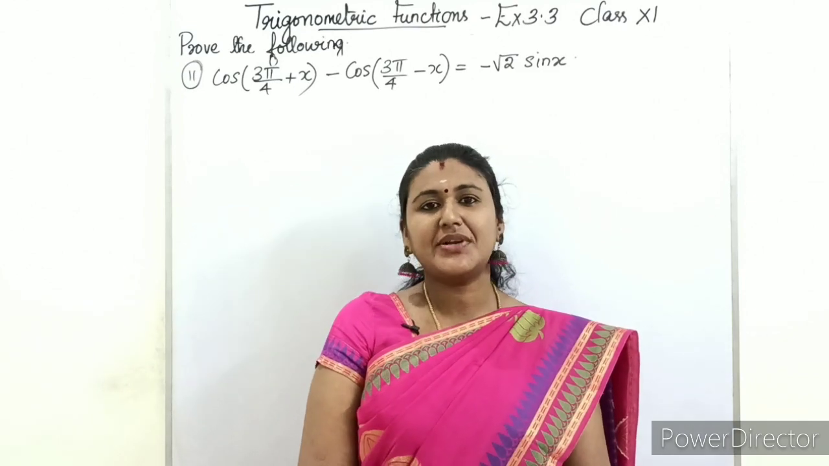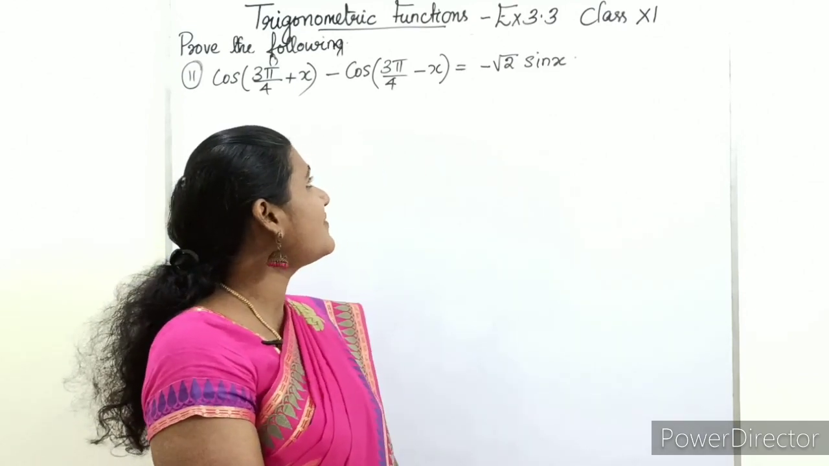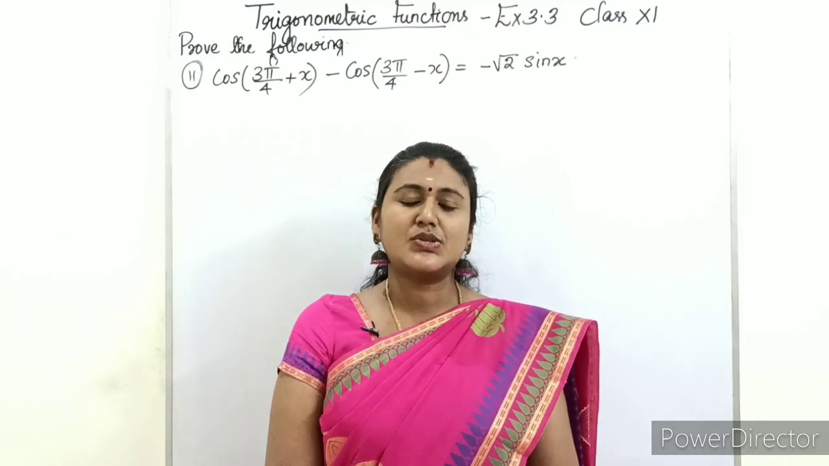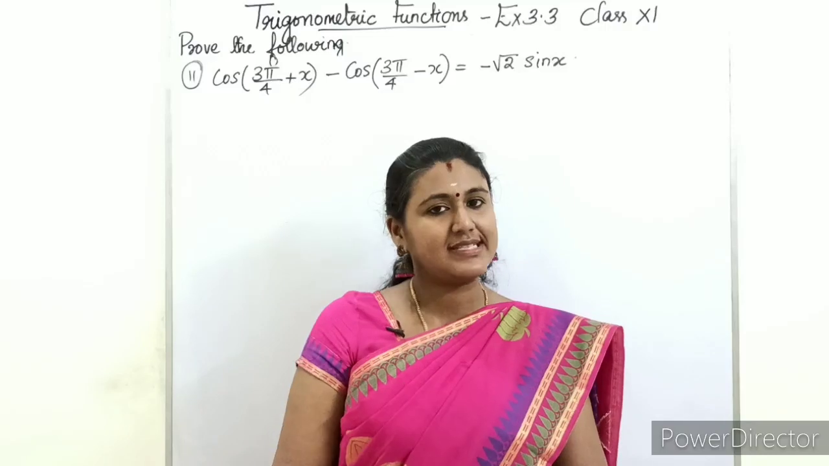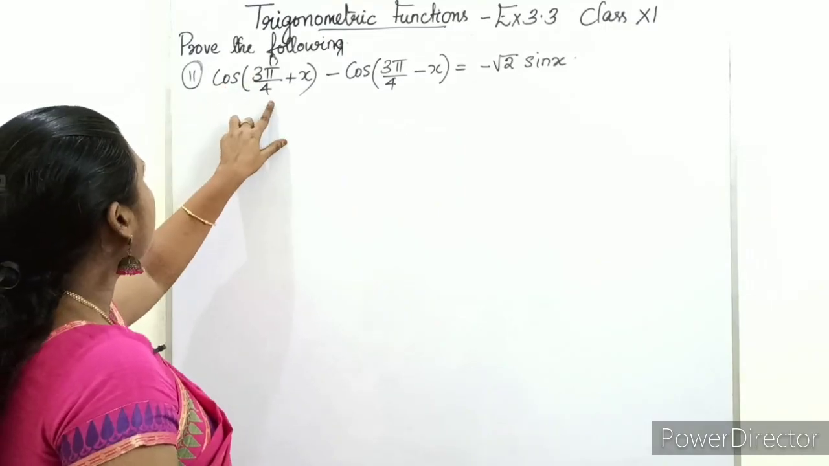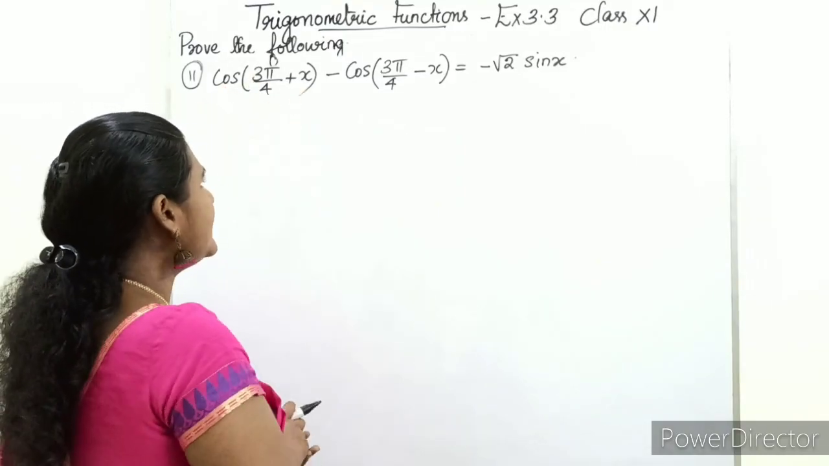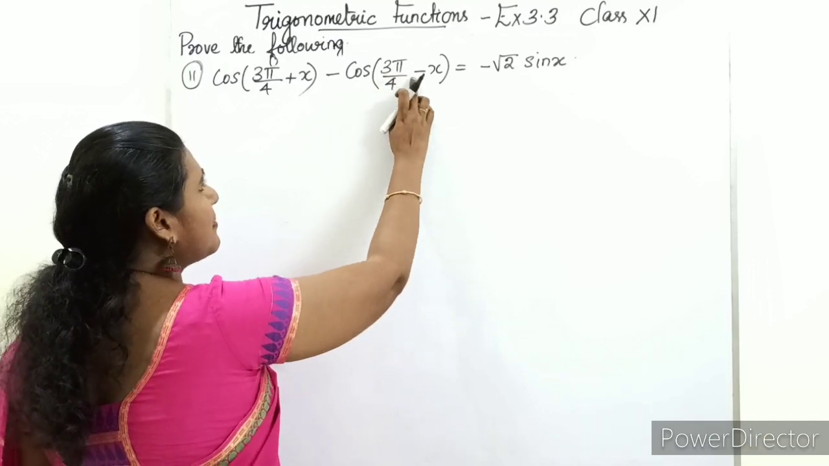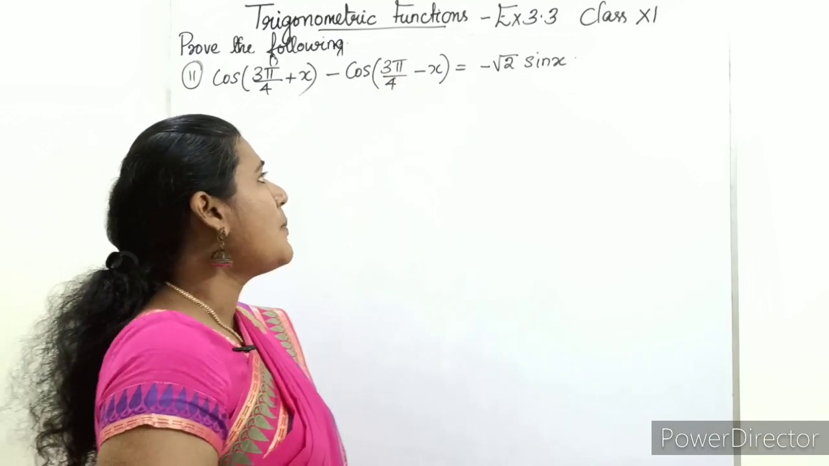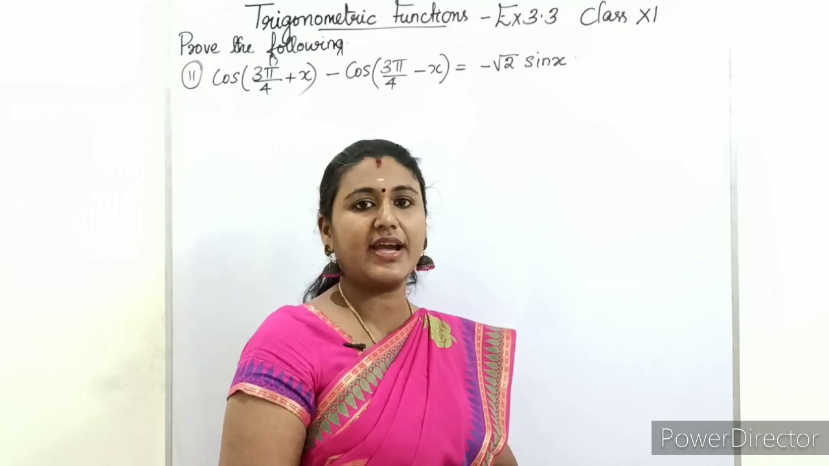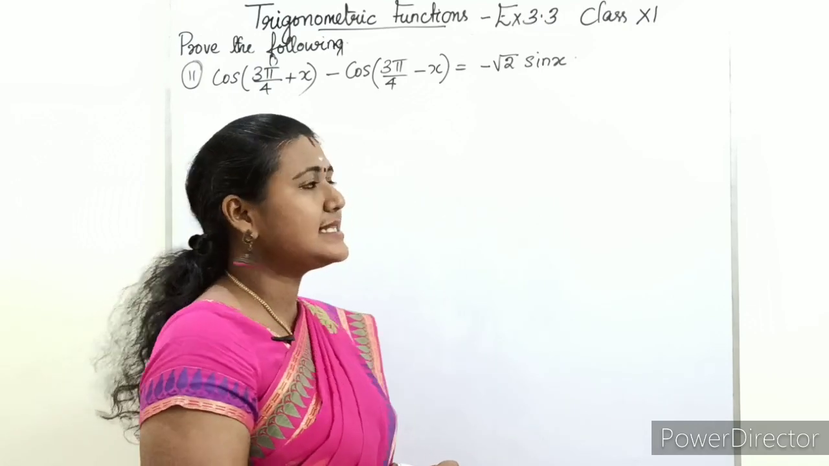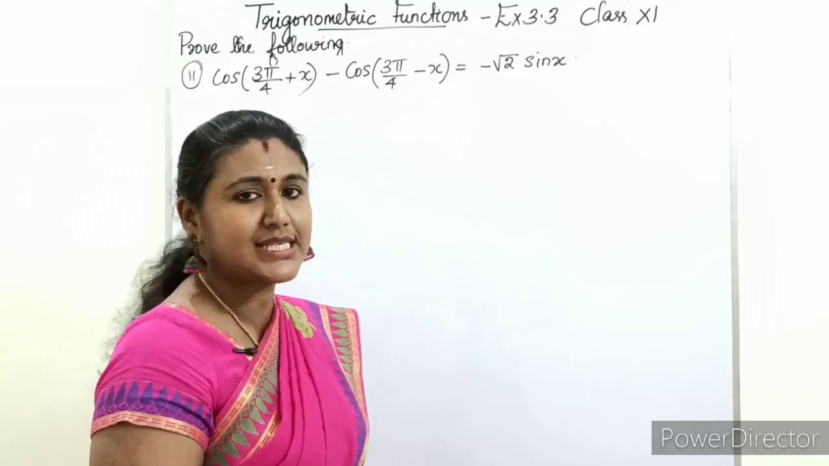In today's class, we will continue with the chapter Trigonometric Functions of class 11. We have completed 10 questions in exercise 3.3. Today we will see the 11th question: cos(3π/4 + x) − cos(3π/4 − x) = −√2 sin x. Here we have to simplify the left side and you should get the answer as −√2 sin x.